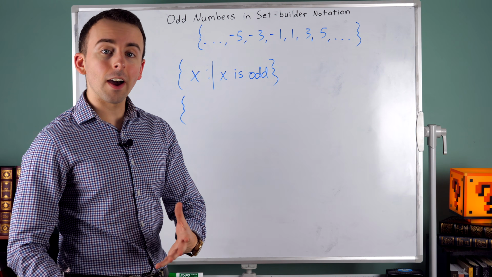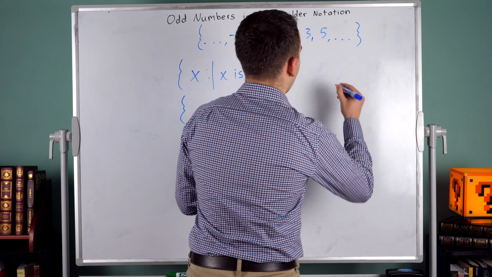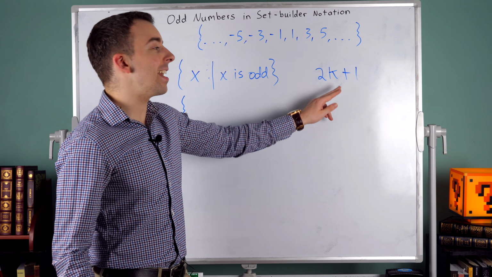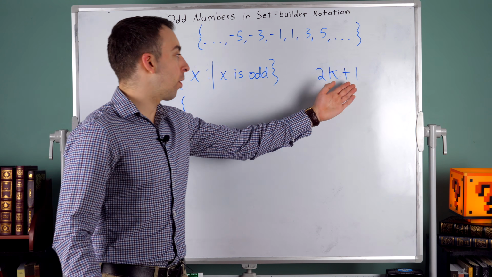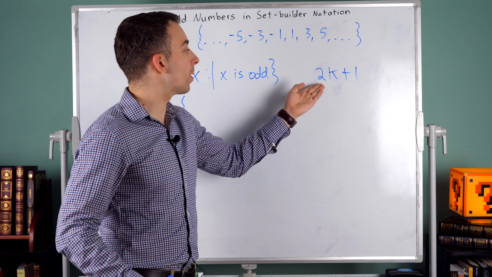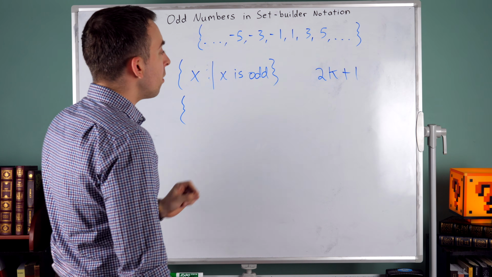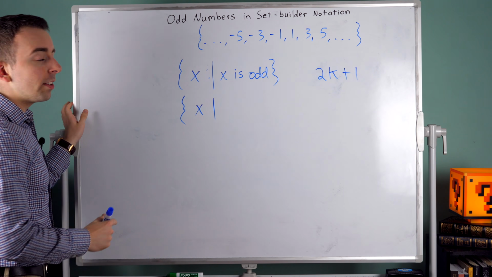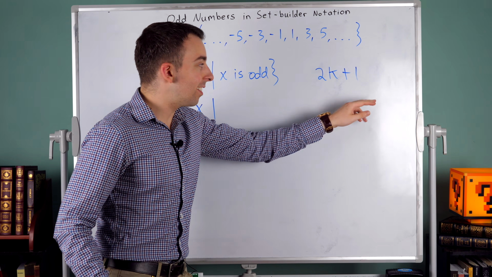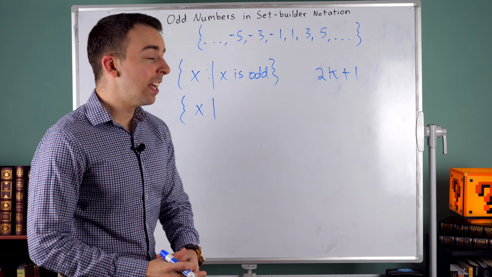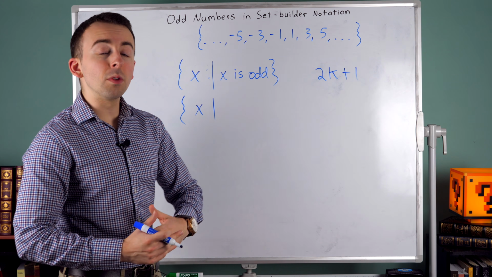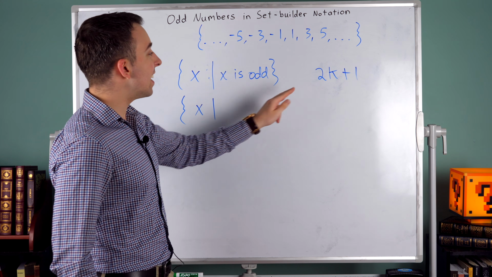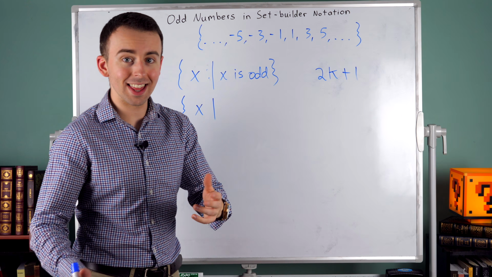Now, what is an odd number? An odd number, you may recall, is any number of the form 2k plus 1, where k is an integer. So odd numbers are just numbers that are one more than multiples of 2. So another way we could do this is to say, again, here on the left, we're going to take all numbers x so that they fit this odd number definition. We want to take all numbers x so that there exists some integer k so that x equals 2k plus 1.